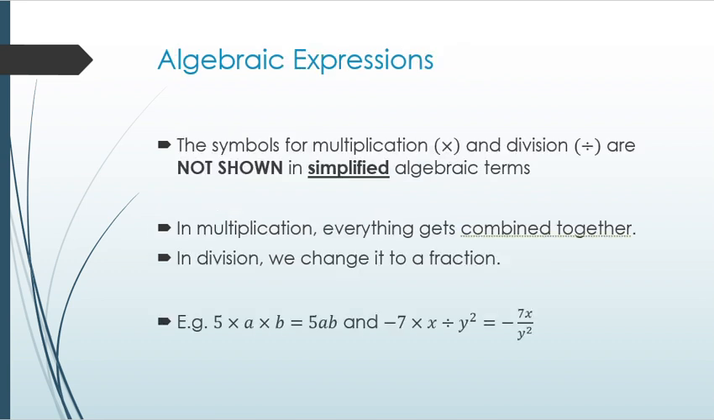So, algebraic expressions. The symbols for multiplication and division are not shown in simplified algebraic terms, okay? So we never write the times or the dividing sign whatsoever. What we do is we write it differently. So in multiplication, everything gets combined together, and in division, we change it to a fraction. Okay? So in my example here, I have 5 times A times B. I'm going to smush it together to be 5AB. And we need to recognize that this just means 5 times A times B.